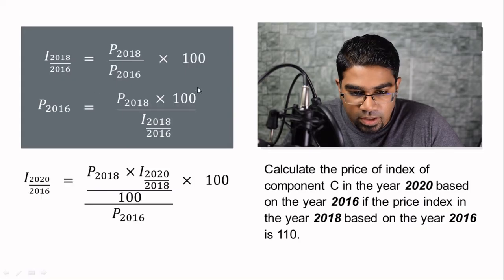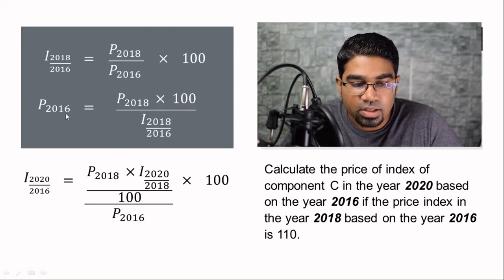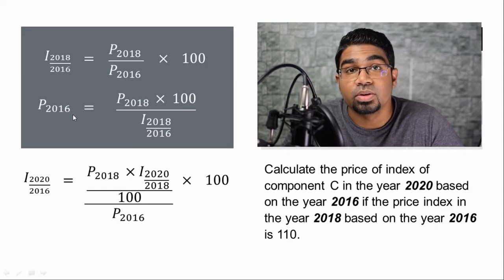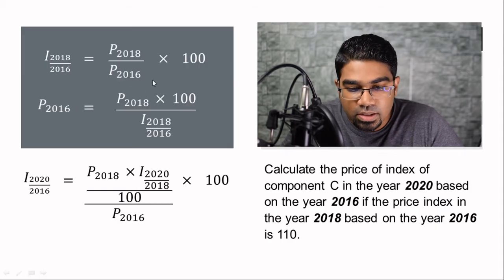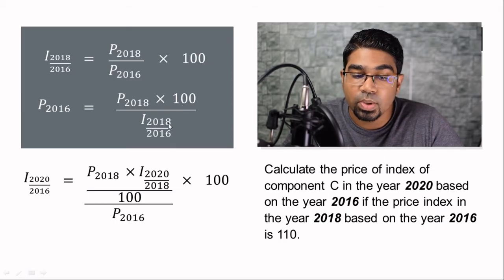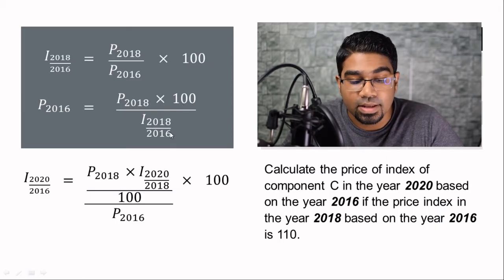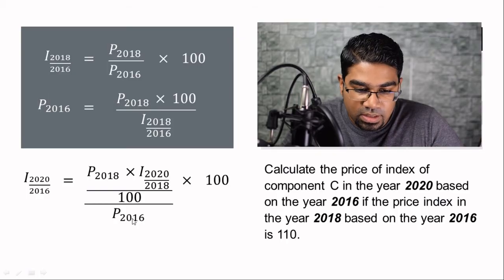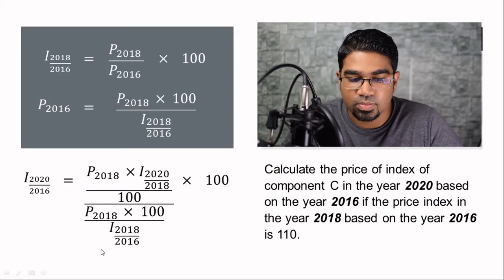So first, let's go back to this. This is again application of the basic formula. Make the price in 2016 the subject of the equation. So that will be the price in 2018 multiplied by 100 divided by the index for the year 2018 based on 2016. When we substitute this inside here, this is what we get.